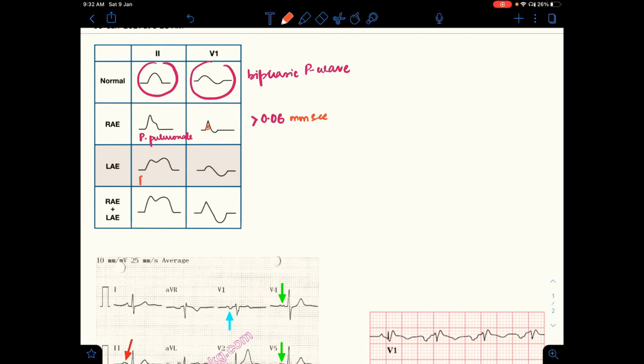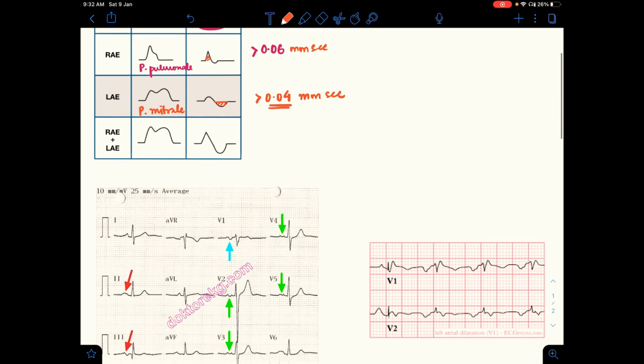This is P mitral. This area has to be more than 0.04 millimeter seconds, and this is biatrial elevation or enlargement.